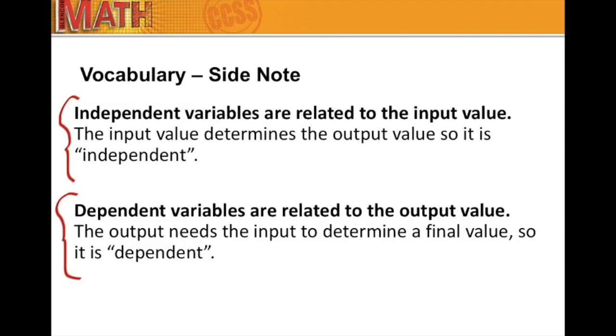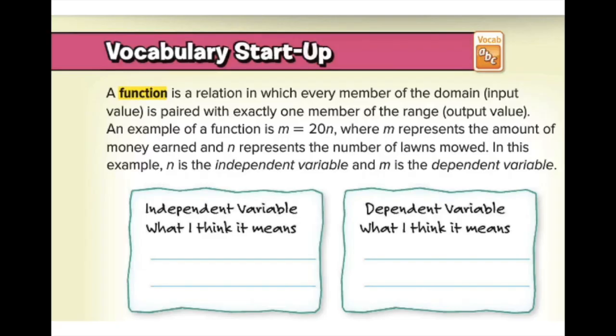Okay, so if we were to look back at our situation here, and I'll show that other screen in a second. n is independent. So n is the number of lawns mowed. If I mow 10 lawns and you mow 10 lawns, that's the independent variable. 10 lawns got mowed no matter what. Now the reason that m would be dependent is because m depends on how much you charged per lawn. So I could mow 10 lawns and my friend could mow 10 lawns. That's not going to change.